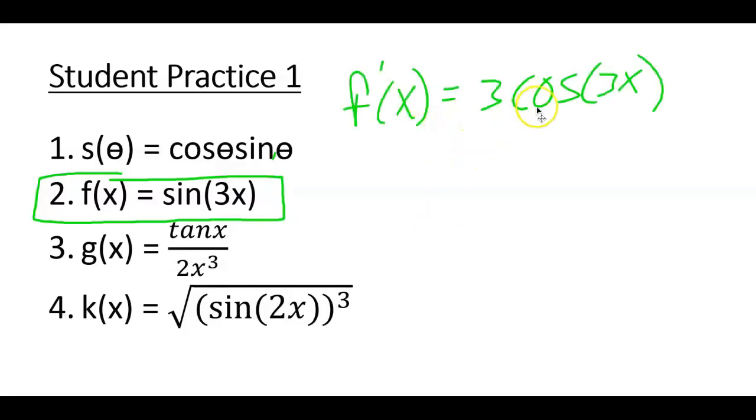Okay, so there's our answer. The derivative of the outside function, which is sine, is cosine. So we have cosine of 3x now instead of sine of 3x. And then the derivative of the inside is 3, so we put a 3 in front. So the final answer is 3 cosine x.